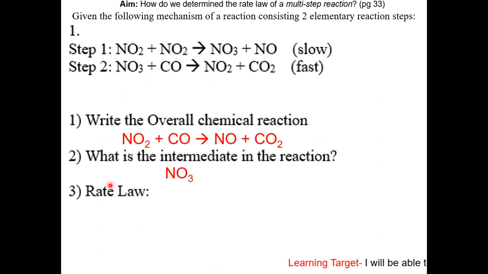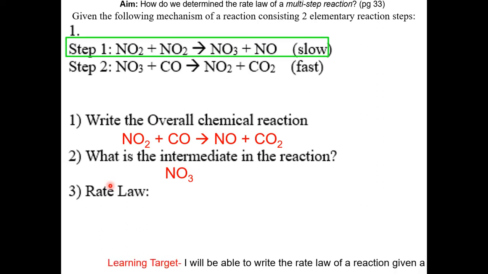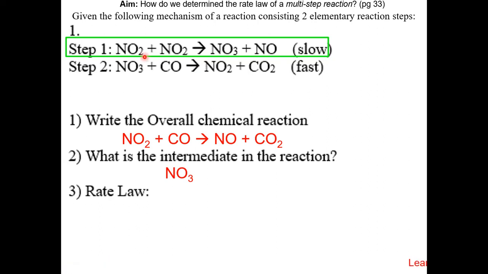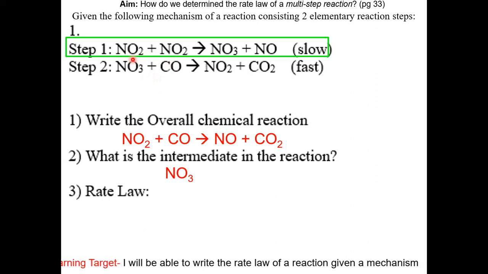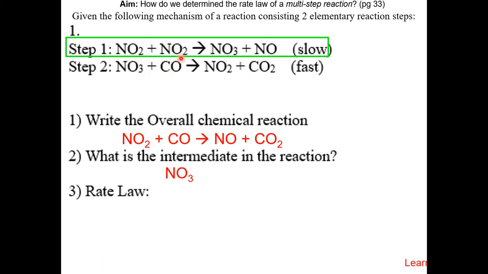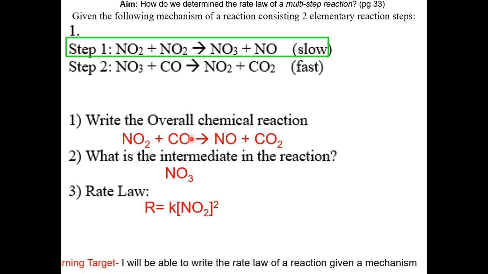To find the rate law of this multi-step reaction, we have to look at the slow step. In this example, the first step is the slow step. This will be the rate determining step, and the rate law will be based off this step. Since there's only one substance on the reactant side, the rate law is only based off NO2. Since there are two NO2, the coefficient is 2. So the order of NO2 in the rate law will be 2. So this is the rate law.